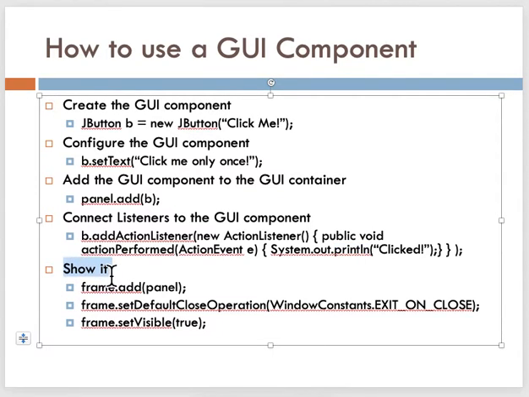And then finally, you'll show it. You'll add the panel in this case because we added it to the intermediate panel. You'll add the panel to the frame itself. You could, if you want, add the button directly to the window frame itself. You'll set the default close operation for the frame, otherwise it won't go away when you end it, and then you'll show the frame. And that's it.